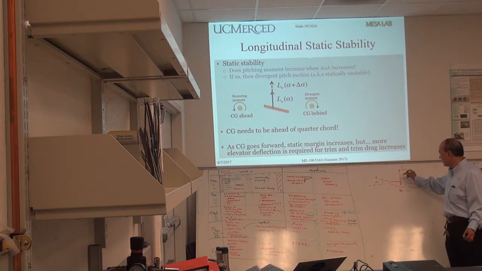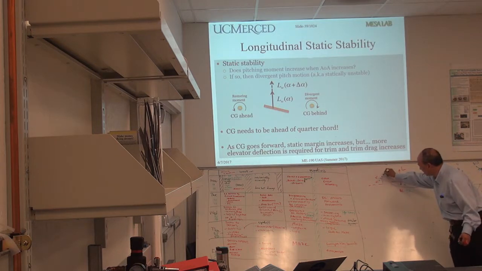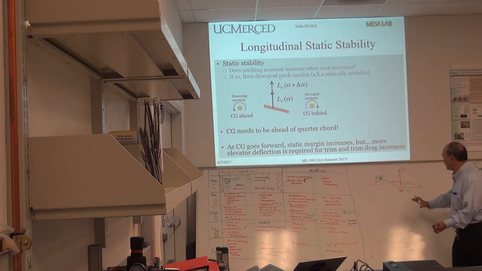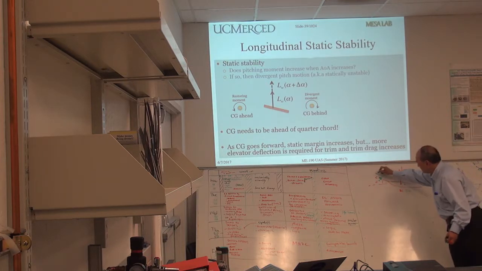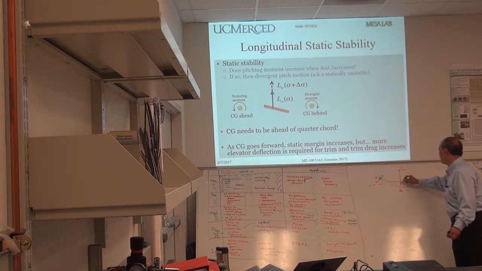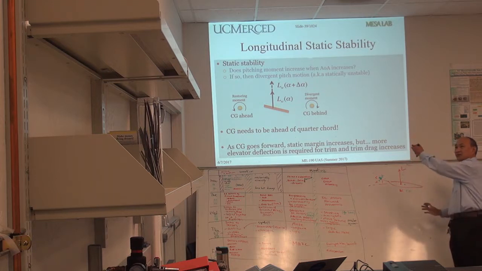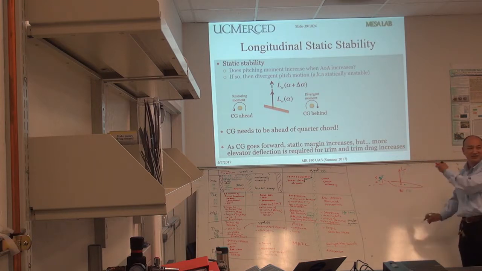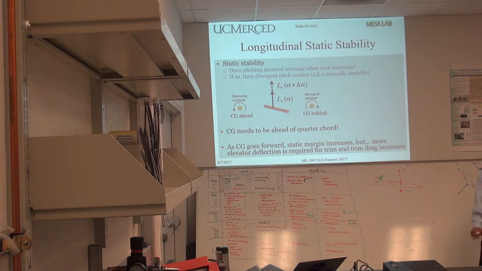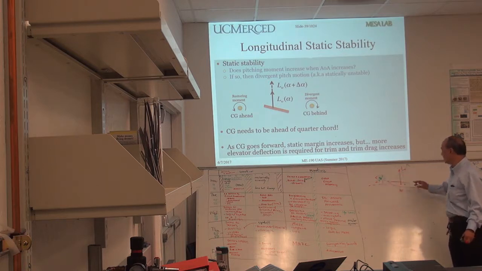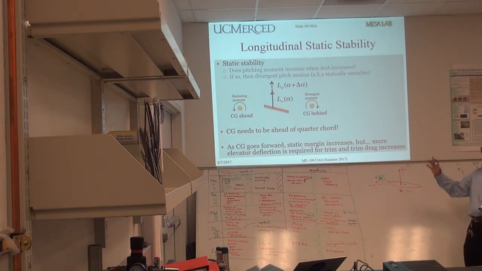That means if I have a delta alpha plus, the aircraft goes up, then this will be a bigger L. So it will make it tumble like this, right? This is going to be unstable, because if I remove the delta L, it cannot come back. It's already doing this, right?